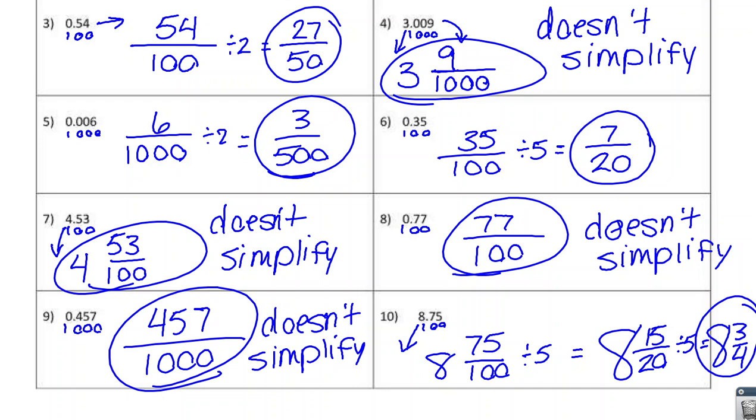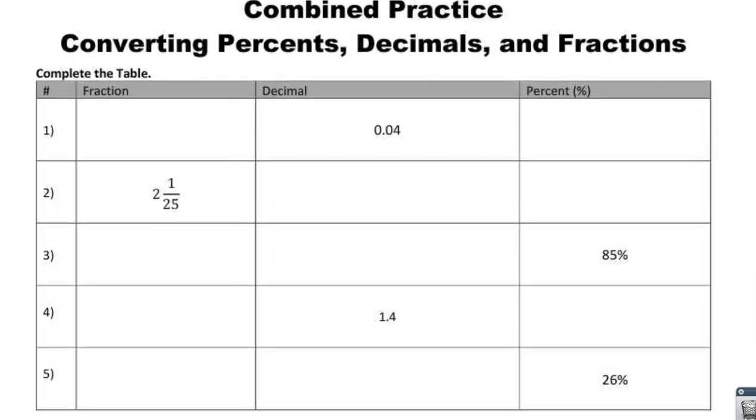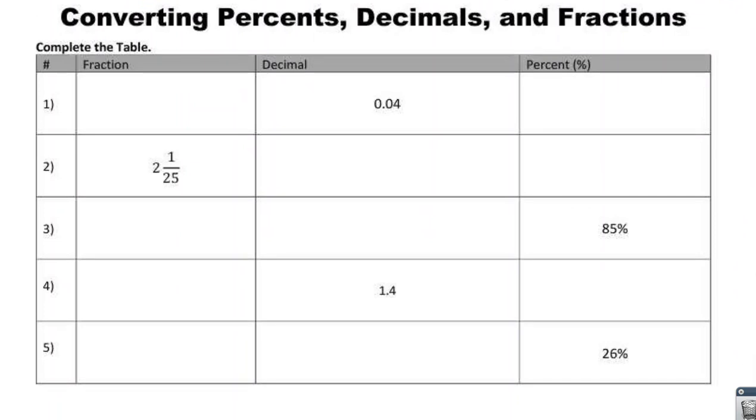Okay, so let's talk about this little conversion table we have down here now, because we're going to see it a whole bunch. So in the row for number 1, you're given this decimal. You're going to turn the decimal into a percent, and then you're going to turn it into a fraction. So if we turn this decimal into a percent, remember we go to the right to turn it into a percentage. So that turns into 4%.